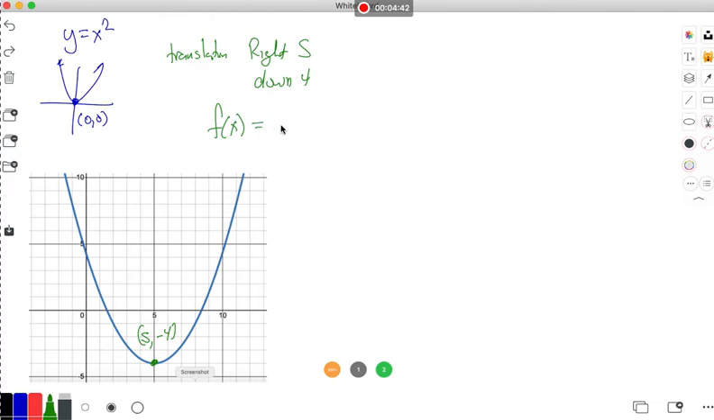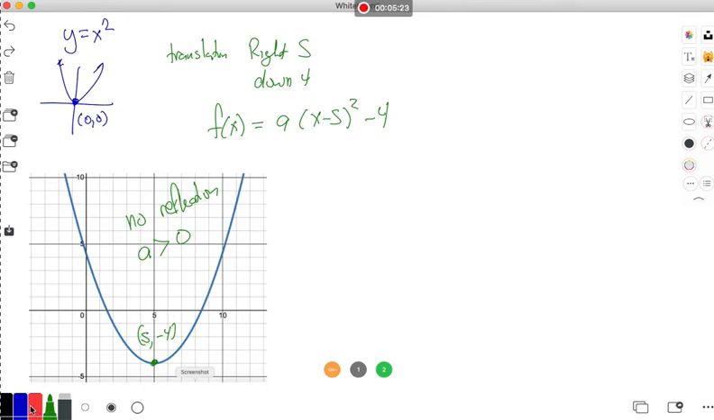F of x equals, and I know it's a square, so I'm going to start up my basic form. I'm right 5, so that's x minus 5. I'm down 4, so I will subtract 4 outside. And again, I will have a dilation factor I have to figure out. Now this one, there's no reflection, so I'm good to go there. So I know A is going to be positive. A is going to be greater than 0. I know it can't equal 0 because then it wouldn't be a parabola.